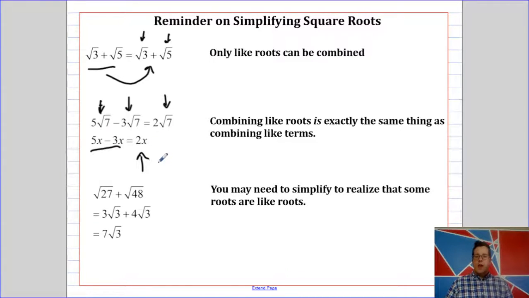Now, finally, you may need to simplify to realize that some roots are like roots. So, you may not realize that root 27 and root 48 have something in common. You might have to simplify before you can add those together.